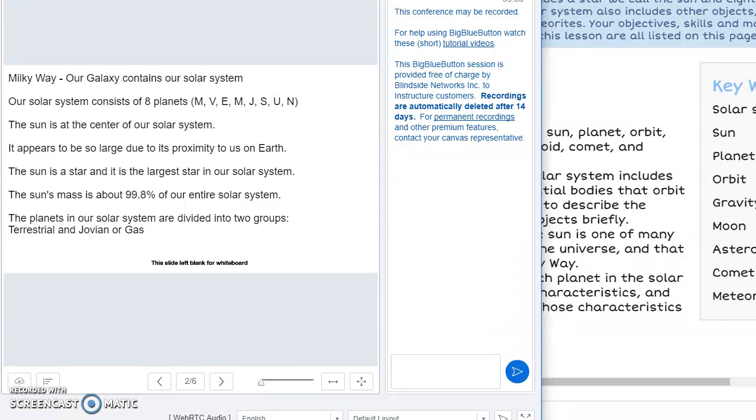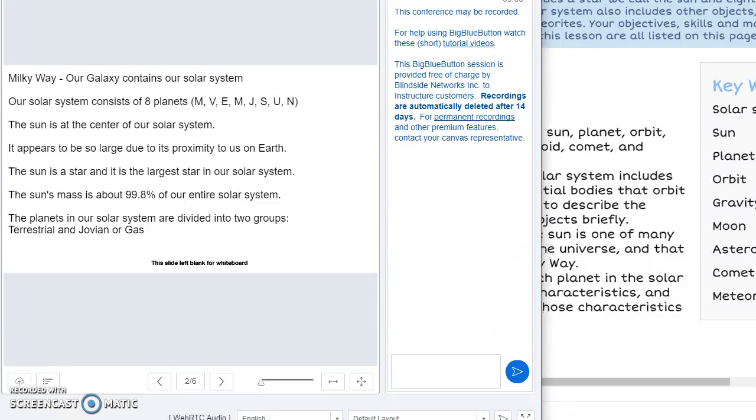So the sun is at the center of our solar system. It appears to be so large due to its proximity to us on Earth, so that just means its closeness. The sun is a star, and it is the largest star in our solar system, and the sun's mass is about 99.8% of our entire solar system. So in terms of the sun, it's the center of our solar system. It's what helps create life. It's what gives us heat, in terms of us on the Earth being the third planet from the sun. So it's super, super important. It's the initial source of energy for everything on Earth.